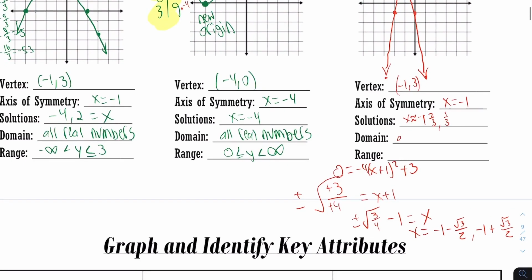Domain, all real numbers. Range. This one has a maximum, so -infinity is the minimum, less than y, less than or equal to 3.